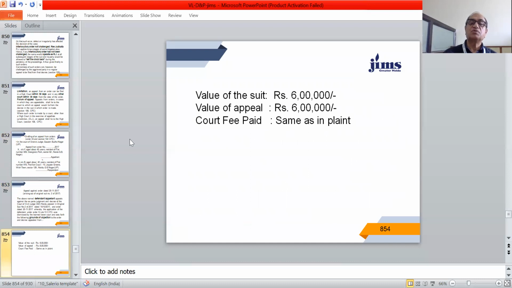Now you are supposed to mention the value of the suit. It was, say, 6 lakh rupees. The valuation of the appeal will remain the same, 6 lakh rupees. Court fees paid: same as in the plaint. The amount of court fees in the memorandum of appeal will remain the same as was paid in the plaint.